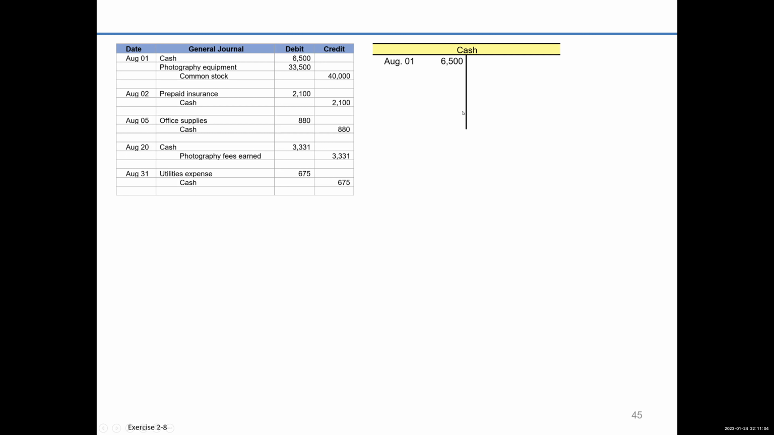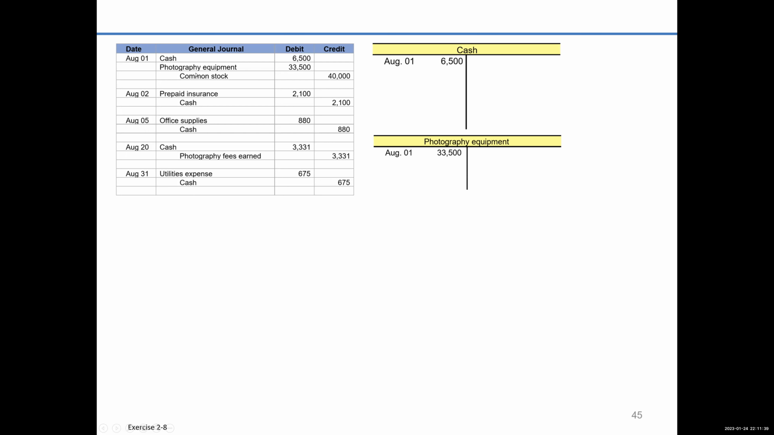Now notice that I put this reference here, August 1, debit $6,500. So we can go back and see where you got that number. Okay, that's it. Let's do the next one. Photography equipment, debit of $33,500. Well, we need the photography equipment T account. So there it is, and we need a debit of $33,500. Put that in. Okay, we're done.